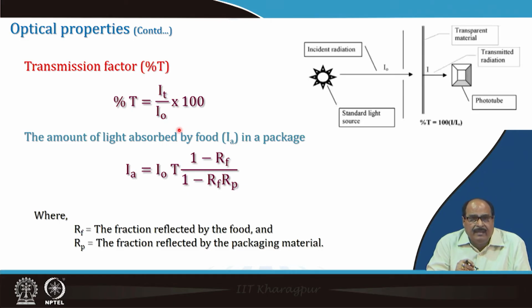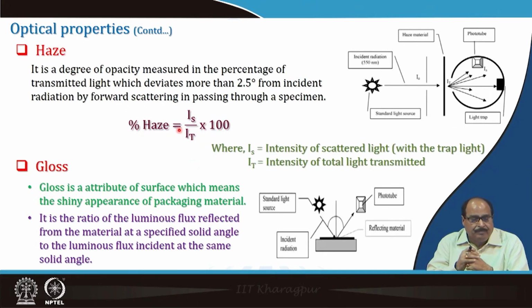The transmission factor, percent T, is calculated as IT divided by I0 multiplied by 100. The amount of light absorbed by the food in a package, IA, is equal to I0 T (1 minus RF) divided by (1 minus RF RP), where RF is the fraction reflected by the food and RP is the fraction reflected by the packaging material. You can see this in the figure: I0 is falling and then I is going.